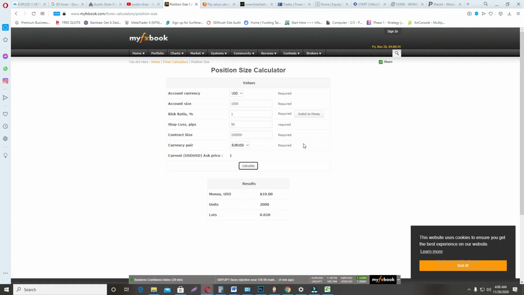All you got to do is come in here, put $500 in, how much you're trying to risk, how much you're trying to lose, 20 pips. And it will tell you, you would use a 0.025 because you're not trying to blow up your account in one day. You're trying to slowly compound it. So this right here is very important.